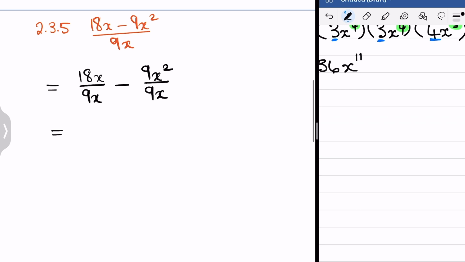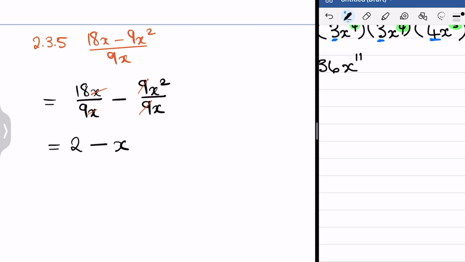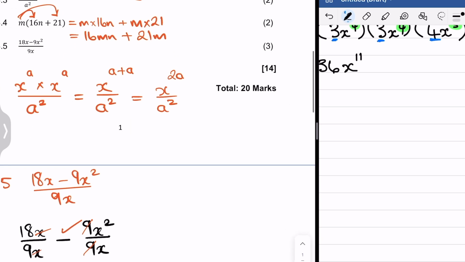We simply then divide 18 by 9, which gives us 2. The x's here, once again, they cancel, and that means there's no x to be shown, and that is minus 9 over 9, which divides into 1, and then x squared over x leaves us with x, and that is our answer. You would have gotten a mark for splitting, then a mark for that term, and a mark for that term.